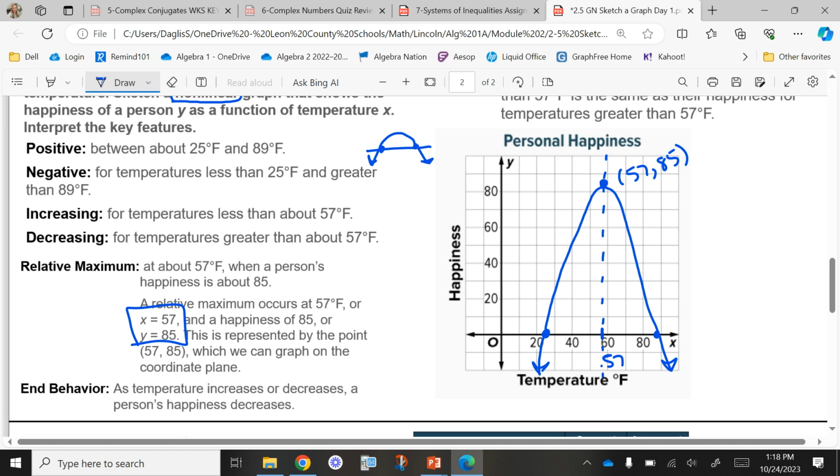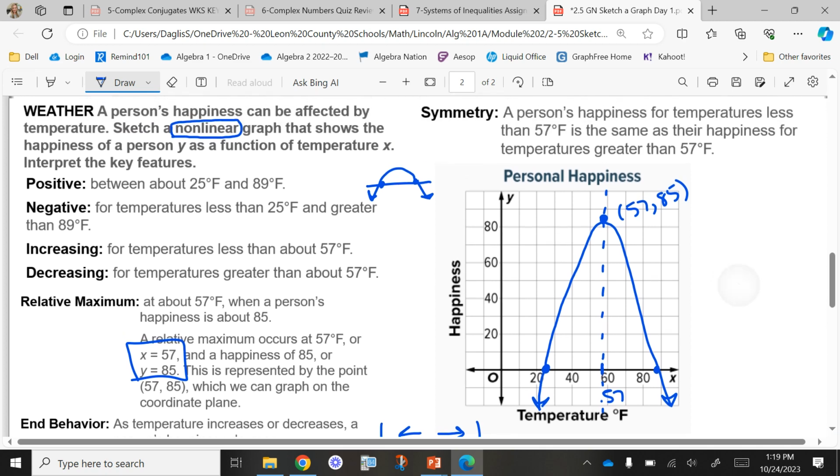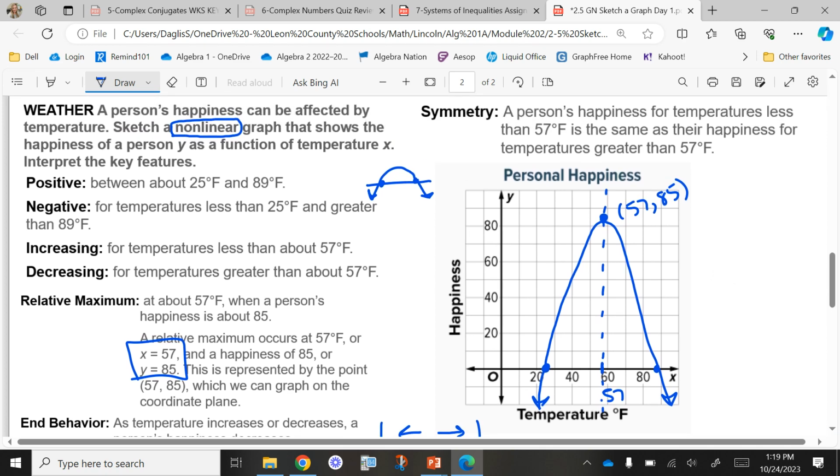It says as temperature increases or decreases, a person's happiness decreases. So as x goes to the left or as x goes to the right, do we agree that both sides are going down? Yes, so our graph matches. One more thing to match is symmetry. A person's happiness for temperature less than 57 degrees is the same as their happiness greater than 57 degrees. So we have that marked down correctly as well. We're using information now to help us create the graph.